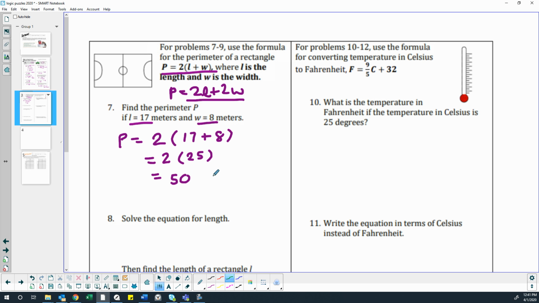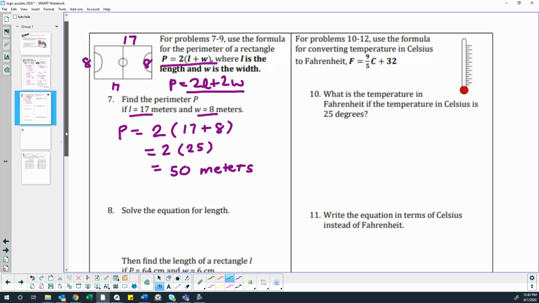And then 2 times 25 is, yeah, we're just doing perimeter, so it's not like area, which is squared. It's just going to be perimeter, so 50 meters. So that means we're just saying like 17 plus 8 plus 17 plus 8, if that makes sense.